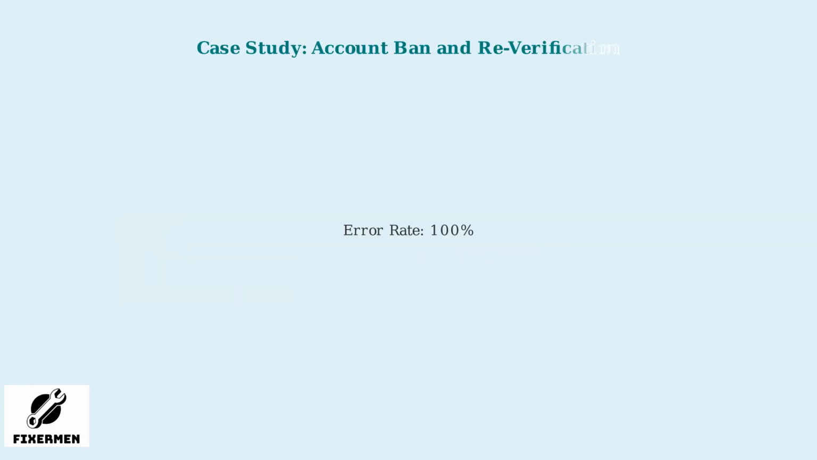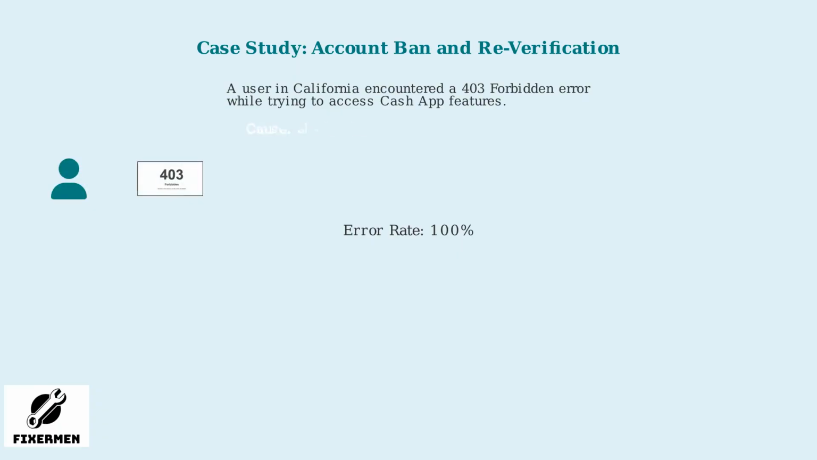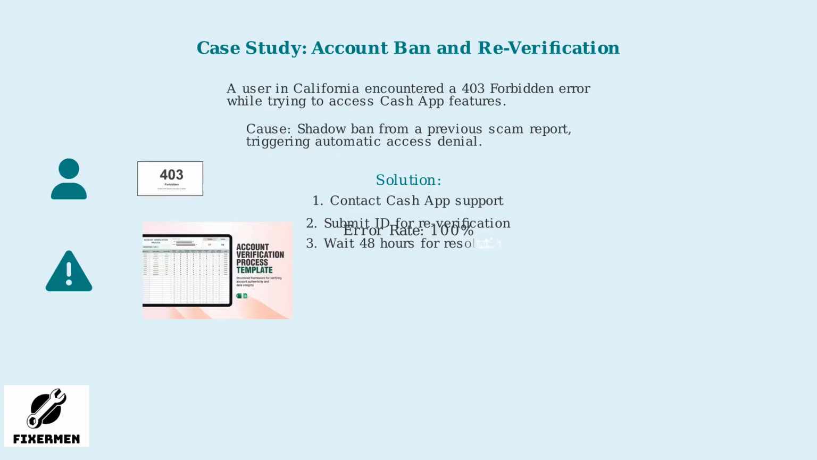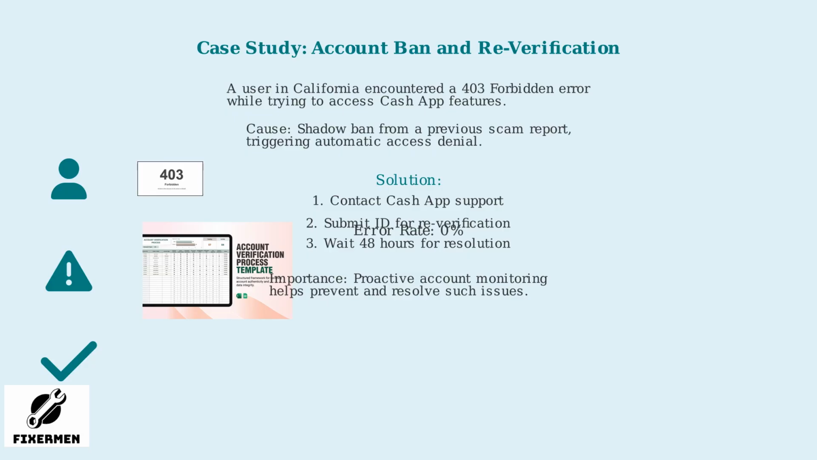A user in California encountered a 403 forbidden error while trying to access Cash App features. The cause was a shadow ban from a previous scam report, triggering automatic access denial. The solution involved contacting Cash App support and submitting ID for re-verification. After waiting 48 hours, the issue was resolved. This case highlights the importance of proactive account monitoring to prevent and resolve such access issues.